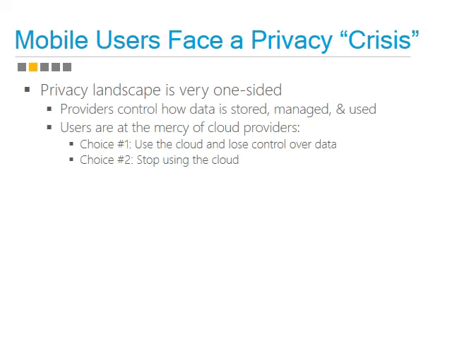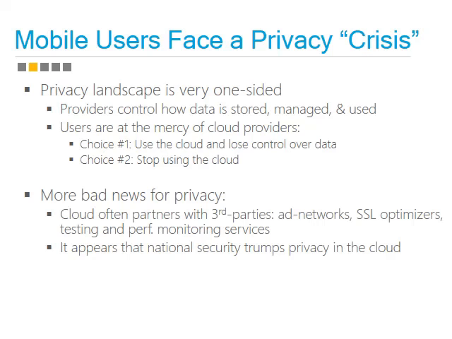Mobile users face a privacy crisis. This is because the privacy landscape is very one-sided. Cloud providers control how data is stored in the cloud, how it is managed in the cloud, and how it is used in the cloud. Users, on the other hand, are at the mercy of cloud providers. They basically have two choices. Choice number one is to use the cloud and lose control over their data. Choice number two is to take their privacy seriously and basically to stop using the cloud. Unfortunately, neither of these two choices is terribly attractive.